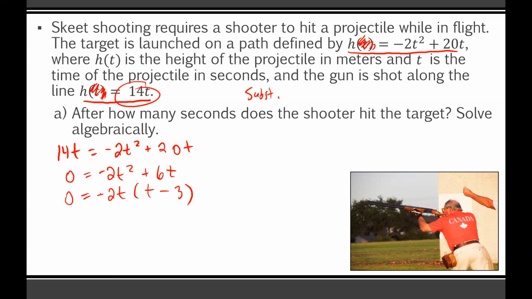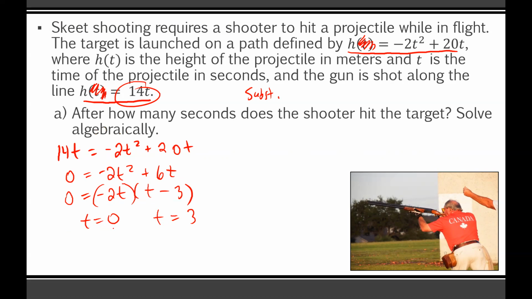And then, of course, because it's just something times something, our solutions are going to be t is equal to 0 and t is equal to 3. So let's analyze these answers here for a second. What this means is the projectile, which is this guy right here, negative 2t squared plus 20t, is going to be equal to the bullet, which is the 14t, at a time of 0 and a time of 3.